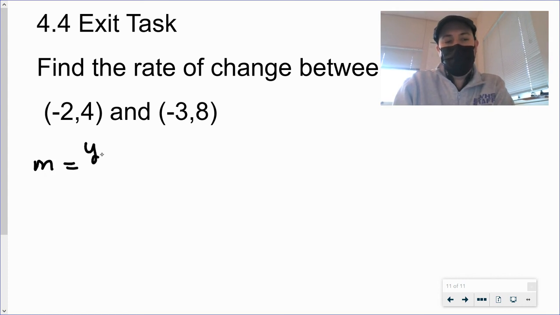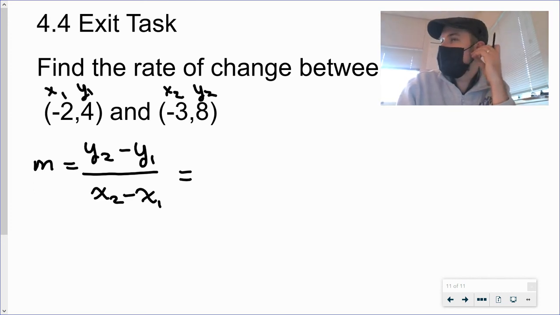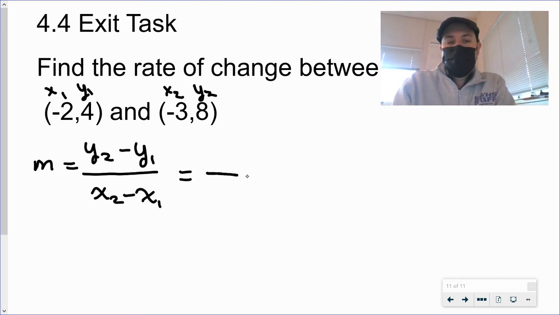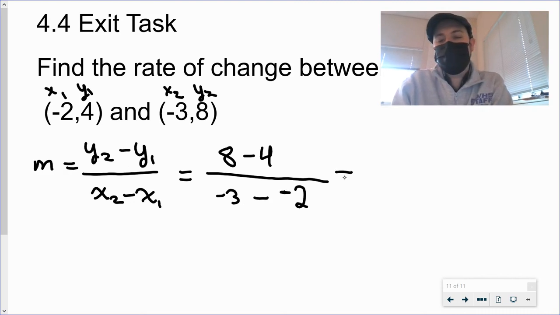Using the slope formula, I know it's the difference in my y values over the difference in my x values. I'm going to think of this as my x2, y2, this point, and this one as my x1, y1. It actually doesn't matter as long as you're consistent. So in that case, my numerator would be y2 minus y1, 8 minus 4. My denominator would be negative 3 minus a negative 2. It's a lot of negatives. I hope you keep track of all these negatives because the formula has subtraction in it.